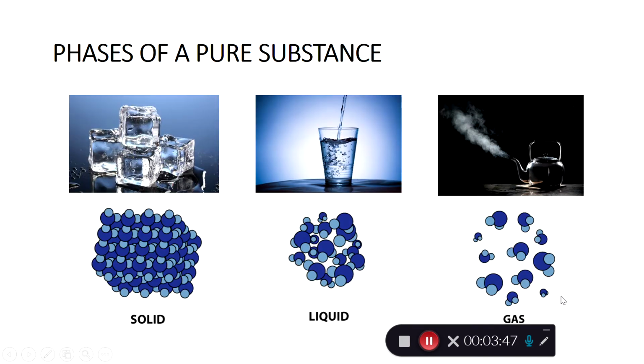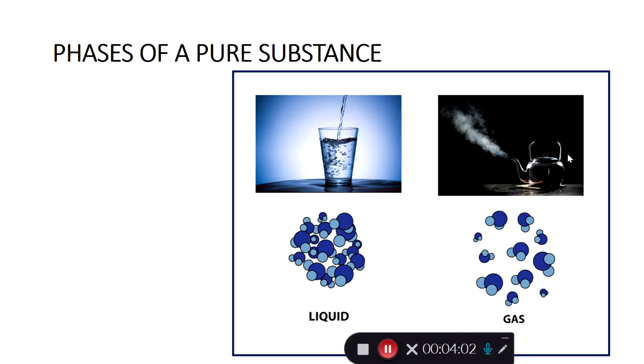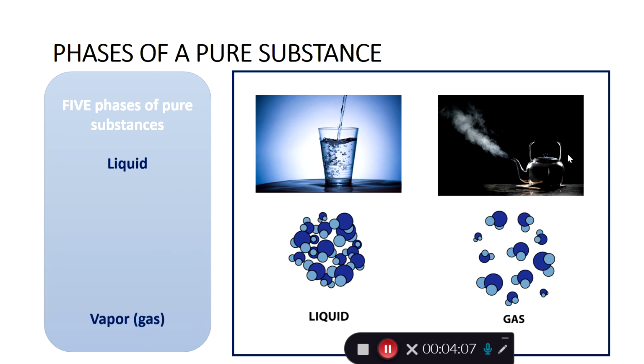Okay, so let's look at the phases of a pure substance. The phases that you know now, I'm sure, would be solid, liquid, and gas. In thermodynamics, we are focusing on liquid and gas. And because of that, we are breaking them down into 5 phases. So between liquid and gas or vapor, we are going to have 5 full phases, right? And these 5 phases are going to follow you until chapter 7.